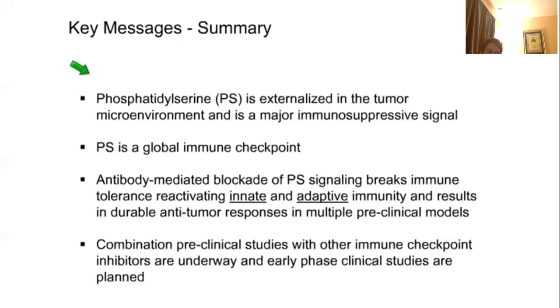As I said, antibody-mediated blockade of PS signaling breaks the immune tolerance and reactivates the innate and adaptive immune cells, which results in a durable anti-tumor response in multiple preclinical models. So we're still working on getting the results out of those therapies. Combination of preclinical studies, combining, as I said, CTLA-4, PD-L1, and PS, with chemotherapy and radiotherapy. I think it will have better results than doing it by itself.